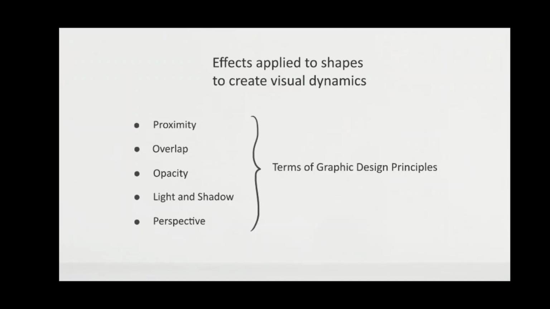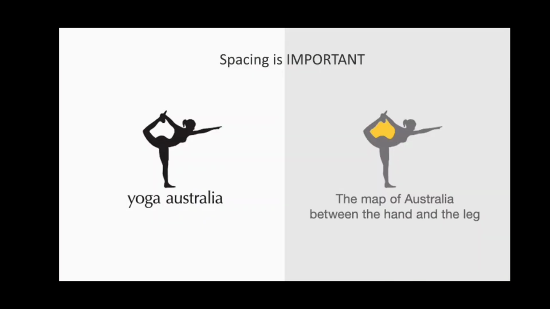In two-dimensional design, proximity, overlap, opacity, light and shadow, and perspective can be applied to shapes and create visual dynamics. These terms come under the principles of graphic design, and when these principles work with the visual elements of graphic design, we finally get an interest in our image. Just like color, space is also considered one of the most important elements of graphic design because this is a common graphic design element that works with the other graphic design elements and helps them to balance, whether you're working with shapes or typography or lines or anything.